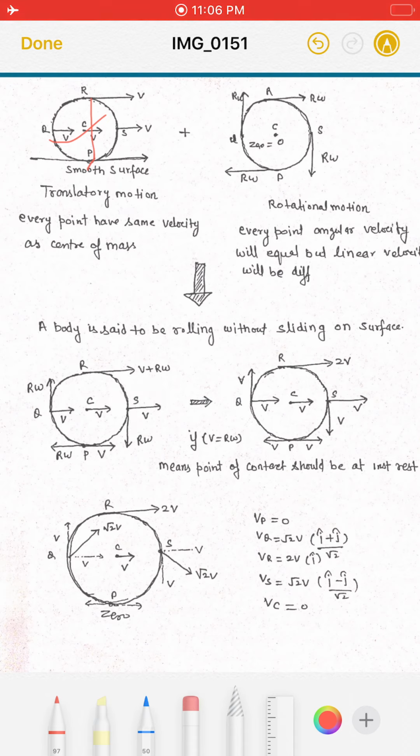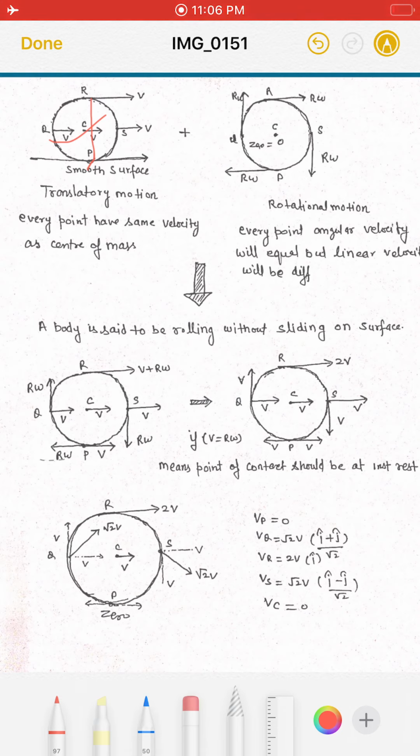Why? Because of v due to translatory motion and r omega due to rotational motion. Similarly, the velocity of this one is v because of translatory and r omega because of rotational motion. Similarly, for point P, v because of translatory motion and r omega because of rotational motion. So what I did is basically put the first diagram and second diagram together, I merged them.